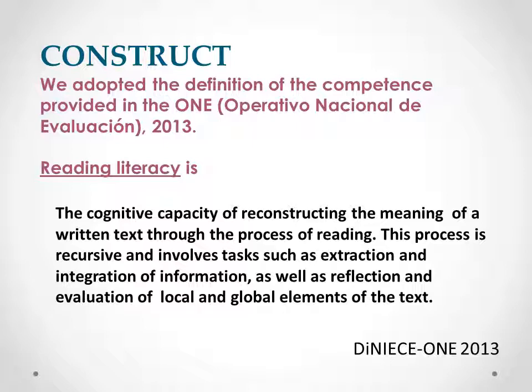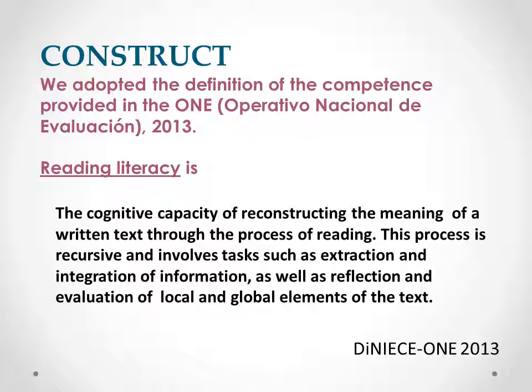So, as the definition states, reading comprehension is a cognitive capacity of reconstructing the meaning of a written text through the process of reading. In this first line, we may refer to Goodman and Rosenblatt, in that it acknowledges the presence of the writer and the reader mediated through the text.